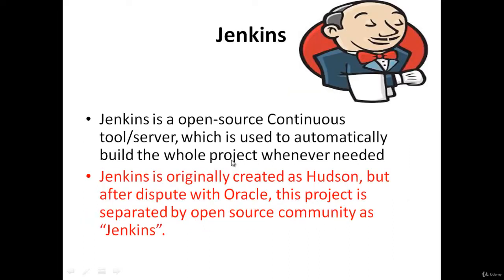So Jenkins is an open source continuous integration tool, or you can say server, which is used to automatically build the whole project whenever it's needed, right? Jenkins was originally created as Hudson. Earlier Jenkins was known as Hudson, but after the dispute with Oracle, this project was separated by the open source community and they named it Jenkins, right? So this is the brief history of how Jenkins originated.